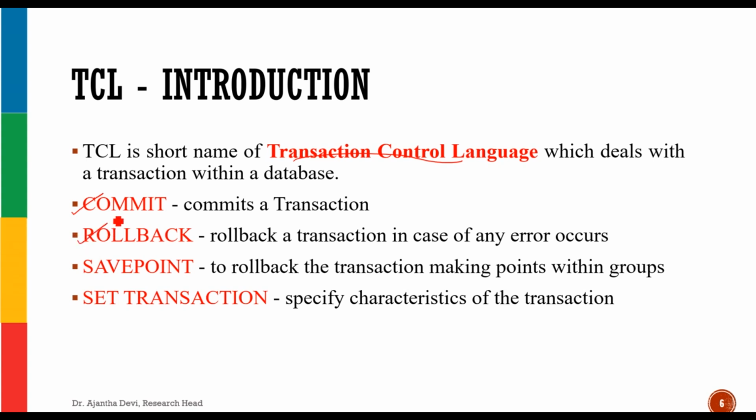Next comes the rollback. Yes, it reverses changes since the last commit, ideally when an error occurs mid-operation. And next, it's all about savepoint. Yes, it creates a checkpoint so you can roll back to a specific point instead of undoing everything.